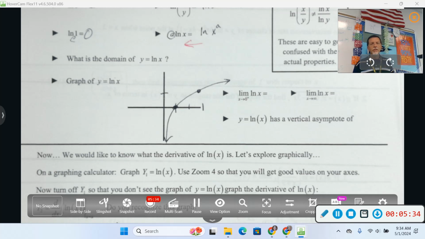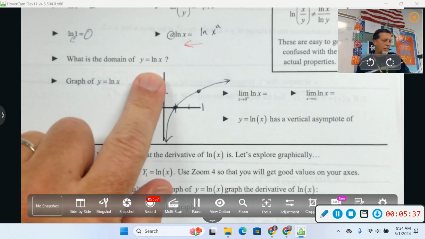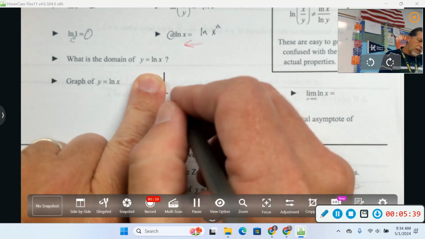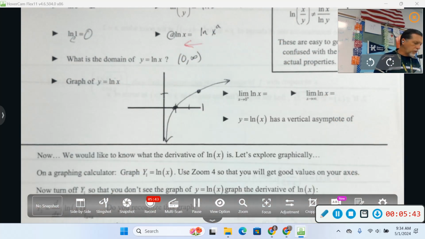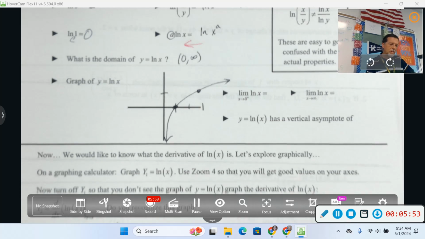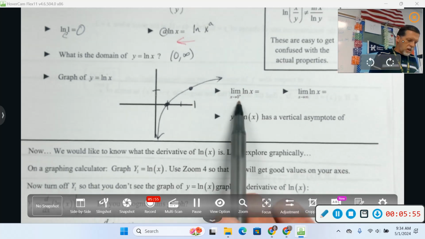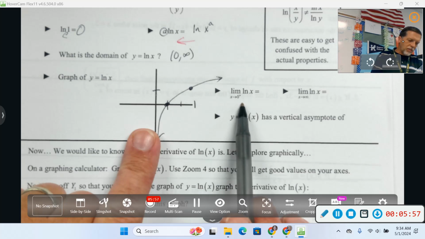I like to do the graph first because then it's easy to see that the domain is 0 to infinity, and don't include 0. Another way to say that is you can't take the log of a negative number. You've got to plug in something that's positive. All right, with the picture, we can answer these questions.